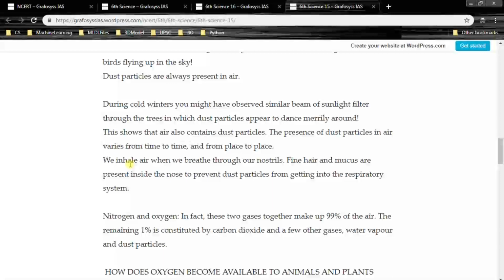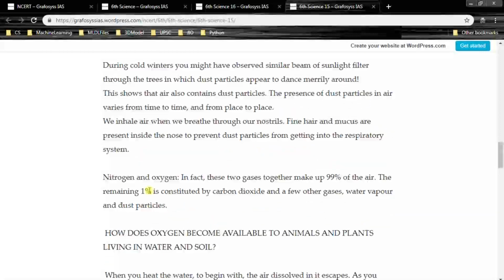We inhale air when we breathe through our nostrils. Fine hair and mucus are present inside the nose to prevent dust particles from getting into the respiratory system. So these are the protectors of our body from dust particles. Fine hair and mucus, which is present in our body, prevents dust particles.